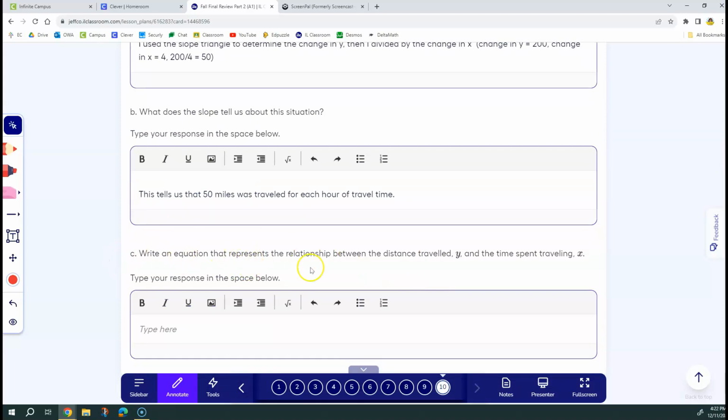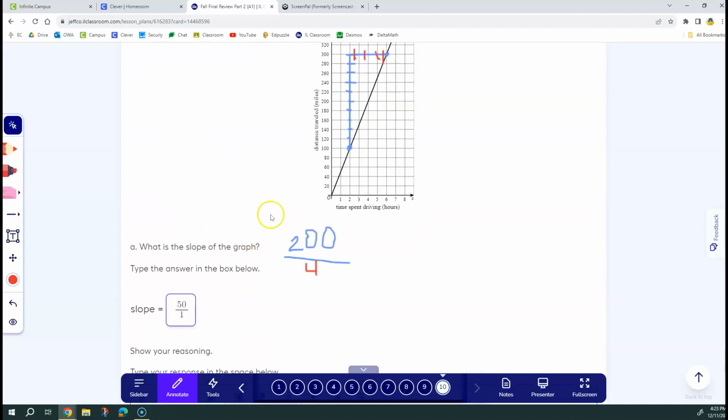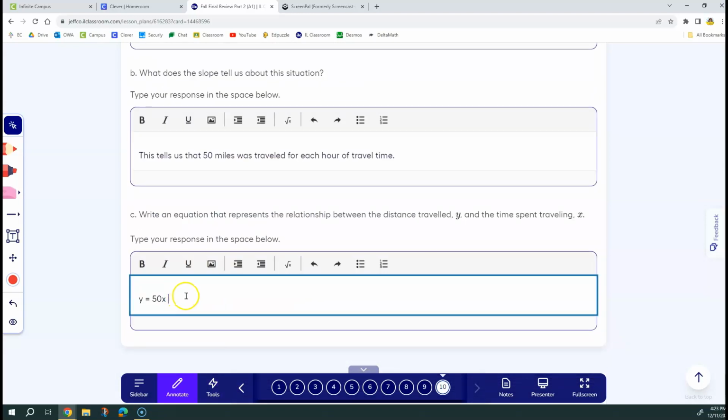Write an equation that represents the relationship between the distance traveled Y and the time spent traveling X. All right, well, if our distance traveled is Y, don't forget our slope. Our slope is 50 or 50 over 1. And then our y-intercept, our starting value, is 0, because if they haven't spent any hours driving, they haven't traveled any distance of miles. So you can put that plus 0, or you don't have to. You can just leave it as y equals 50x.